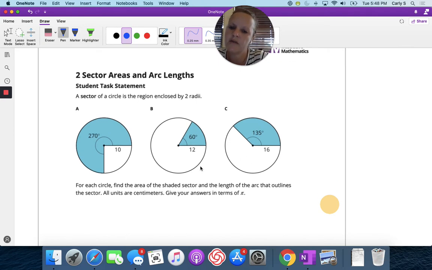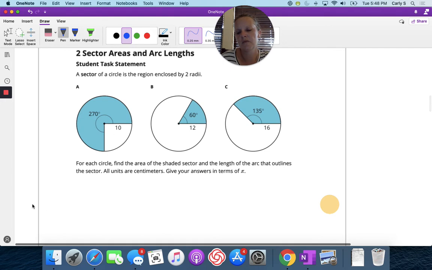So for each circle, find the area of the shaded sector and the length of the arc that outlines the sector. All units are centimeters. Give your answer in terms of pi. That means we're not going to calculate like times pi. We're going to keep pi there. Let's look at this one. So the area of the shaded sector.